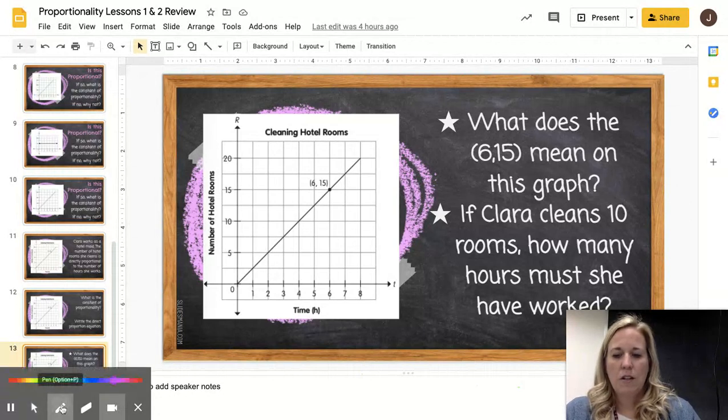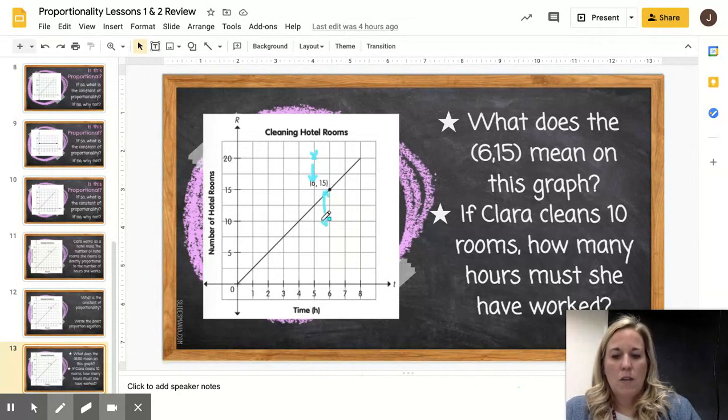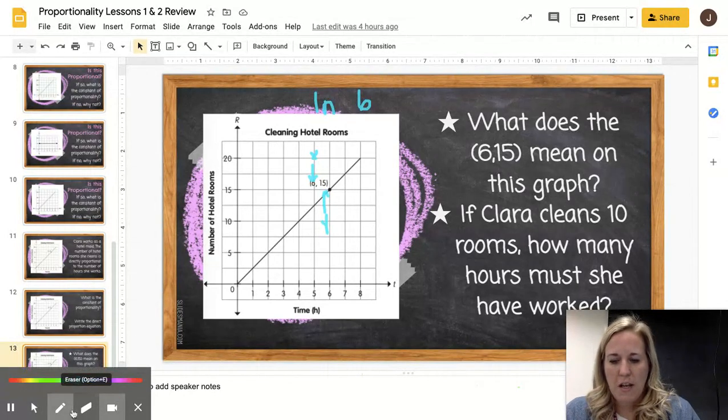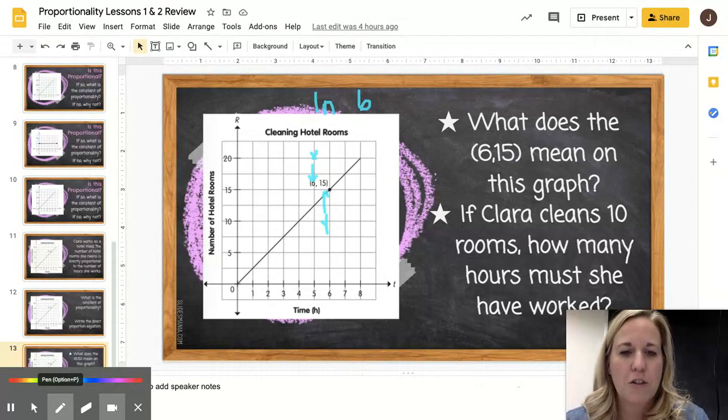All right, let's look. So when looking at this graph, I'm talking about 6,15. The 6 refers to the x-axis, or in this case, the t, and the 15 refers to the y-axis, or in this case, the one they have labeled r. So I use my labels at the bottom to help me. That 6 is referring to time, and it says h behind it because it means hours. So what does the 6,15 mean? I'm just going to say it verbally because it's going to take me forever to write it. It would say in 6 hours.